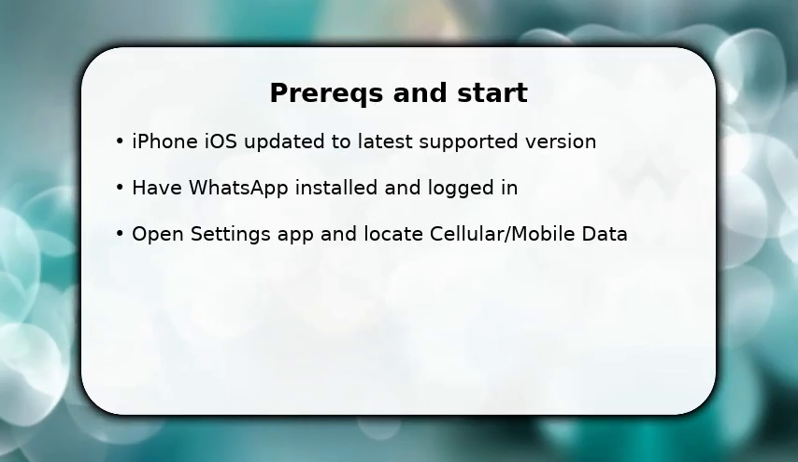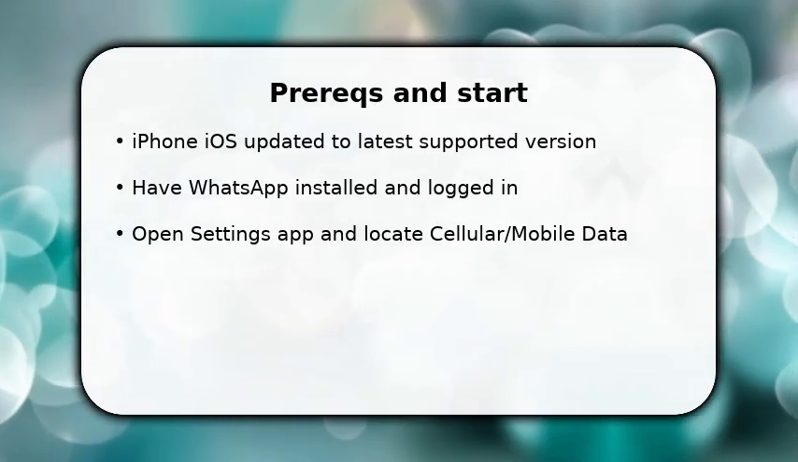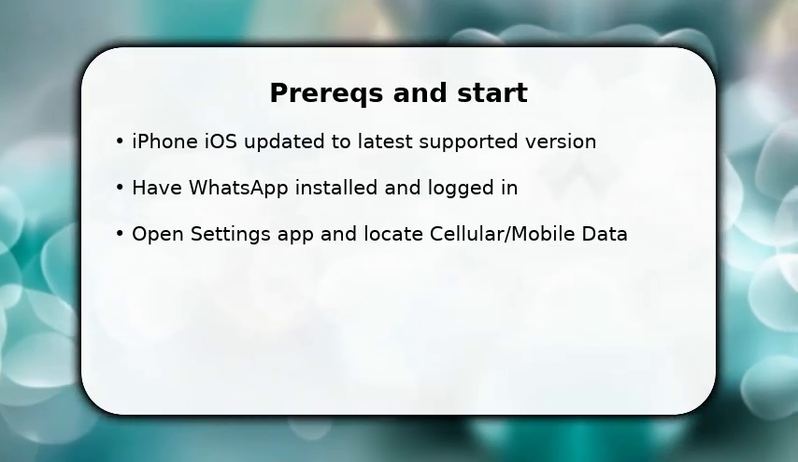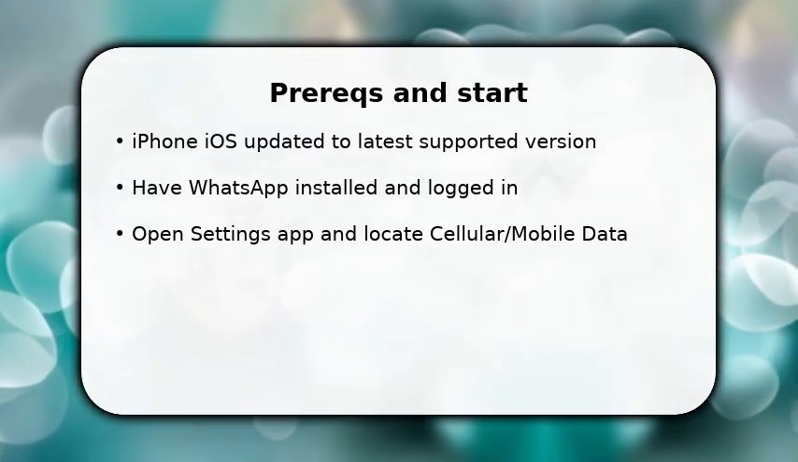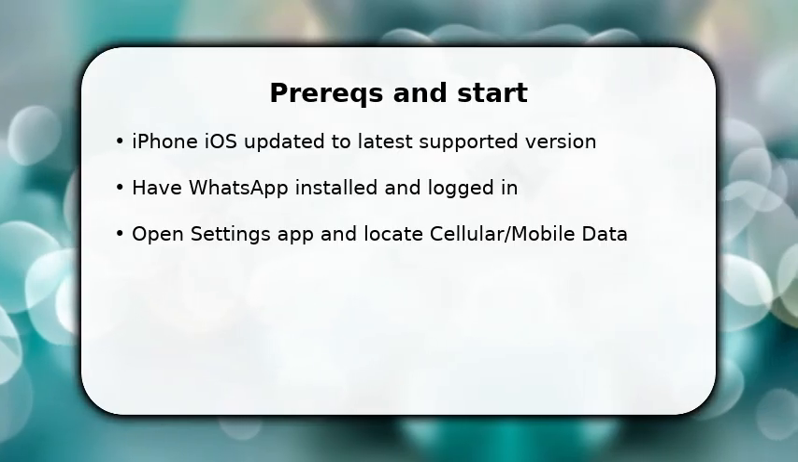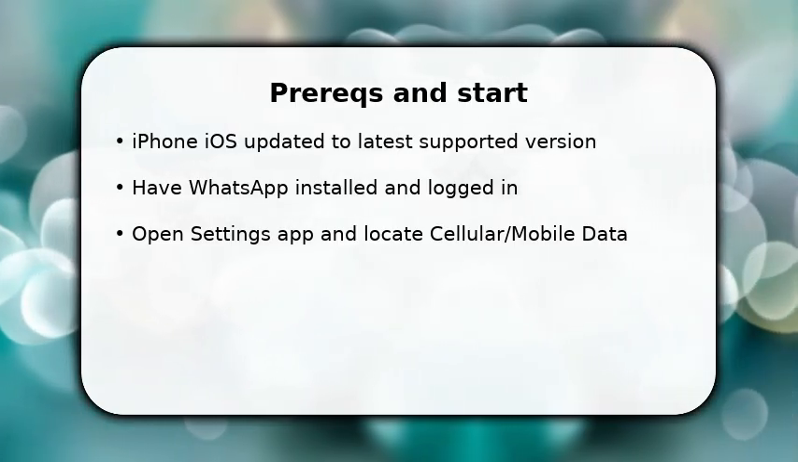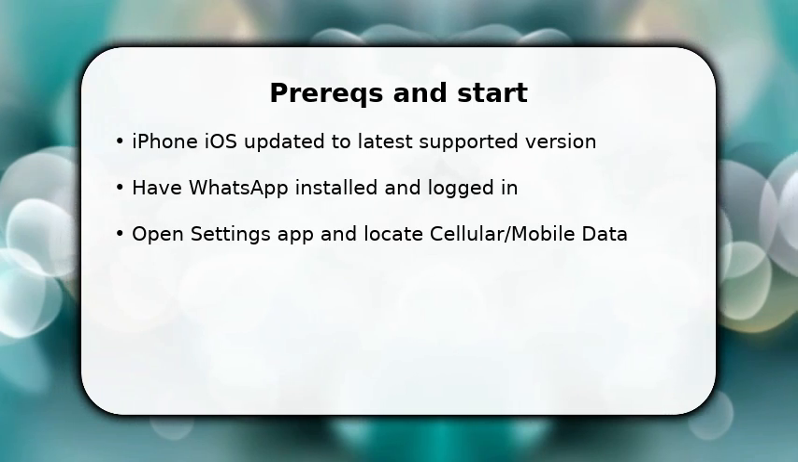Tap the toggle next to WhatsApp to disable mobile data if you want Wi-Fi only. Make sure airplane mode is off, otherwise toggles behave differently. This step cuts cellular access while leaving Wi-Fi intact, which is exactly what you want.